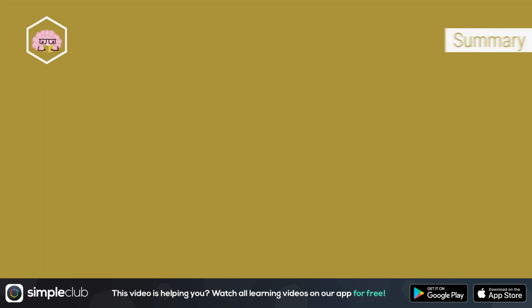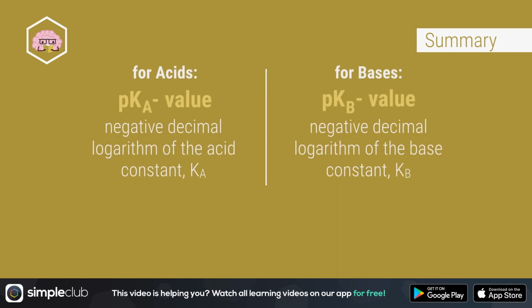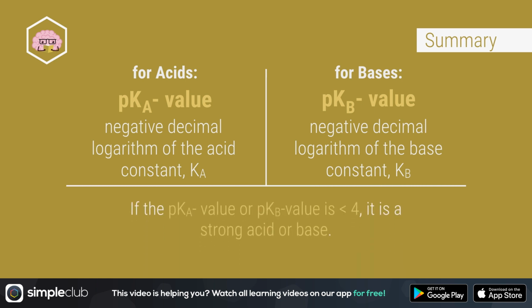Let's summarize again what's important here. When we want to calculate a pH, first of all, we have to ask ourselves two questions. First, are we dealing with an acid or a base? And second, does the pKa or pKb value describe a strong or weak acid or base? Once you have the right classification, you can choose the corresponding formula and get going with the calculation.